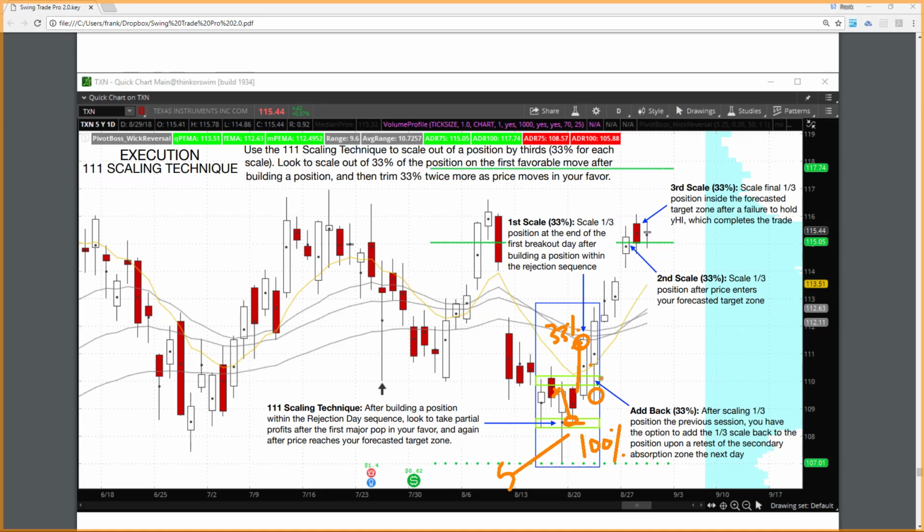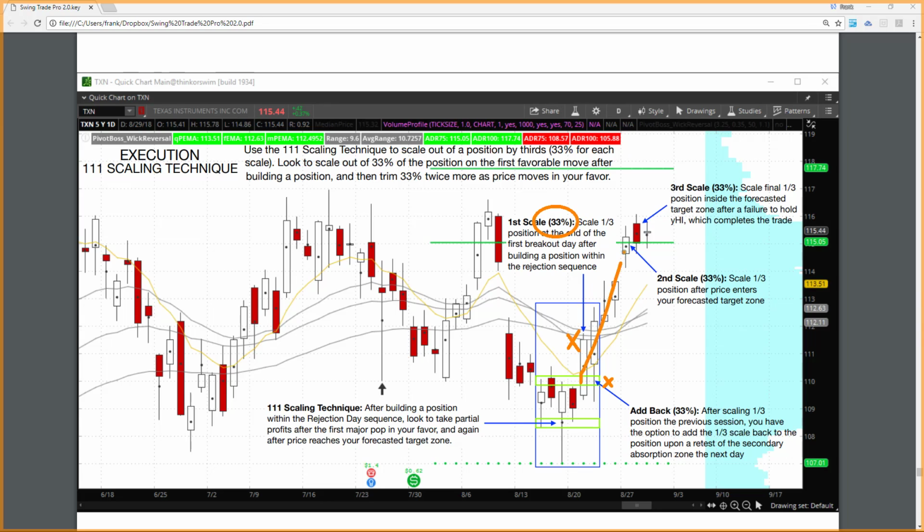Now, I didn't add to this zone, but the traders in our room did. They mentioned that some traders didn't get in this type of move right away when it happened. And so I mentioned it's okay if you didn't get in, because if it retests 110 the next day, that could be your entry for a continuation. So again, that was the potential for me to add back. If I scaled 33% here, I could have added that third back when it retested the 110 level. I chose not to and instead held the last 66% of the trade.